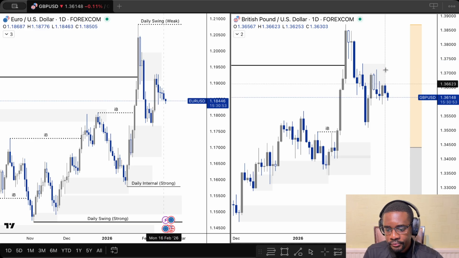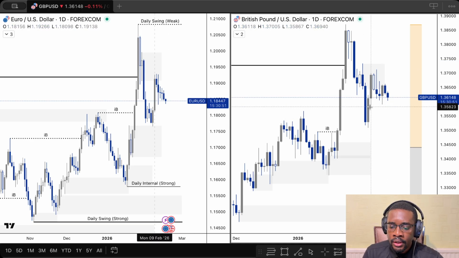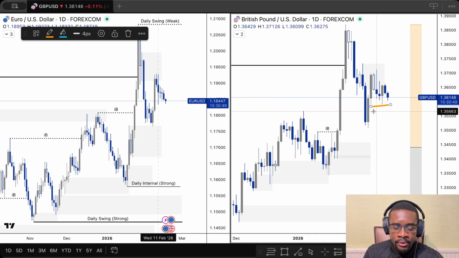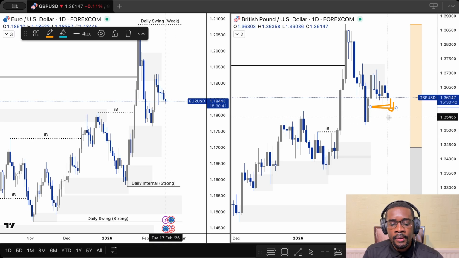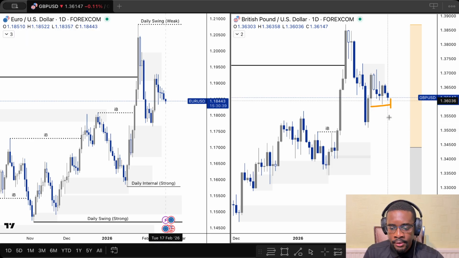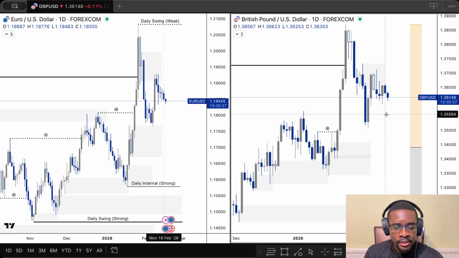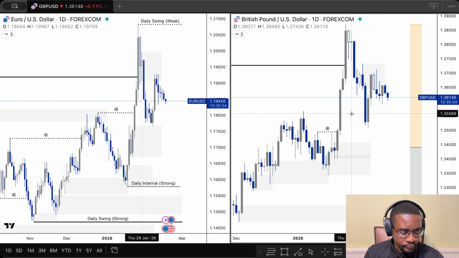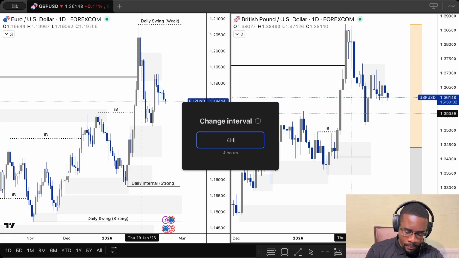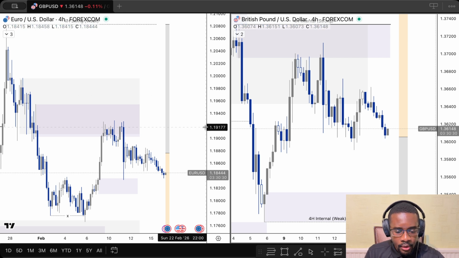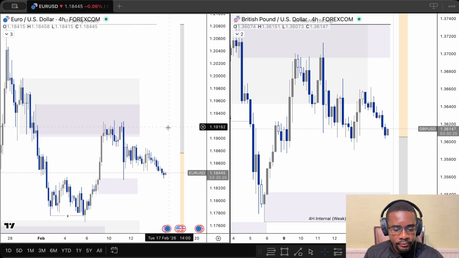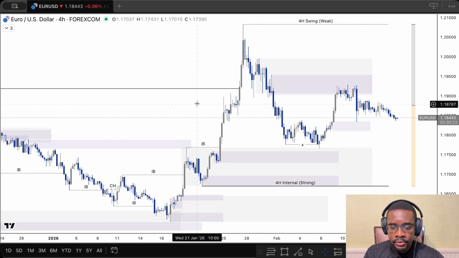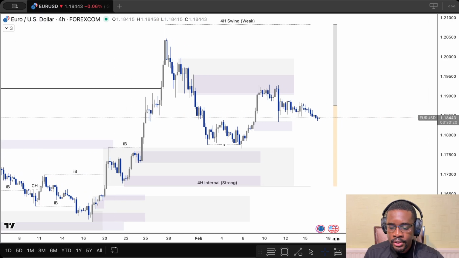And then we have these relatively equal lows. So the expectation is price will continue bearish, at least to take out these lows. This is looking at very short term, possibly intraday trades. Okay, so looking at the 4-hour, let's jump onto Euro USD first.